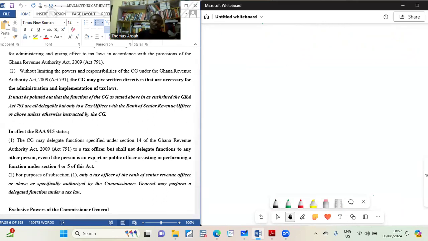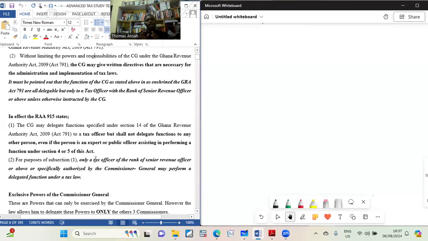Now, because his work is massive, when I was in university, I was taught that there are delegatable powers of the Commissioner General, and non-delegatable powers of the Commissioner General. Actually, when I finished university and did my chartered taxation, I realized that that statement was not true. In fact, all the functions of the Commissioner General are delegatable. It's just that there is a limit to the delegation.